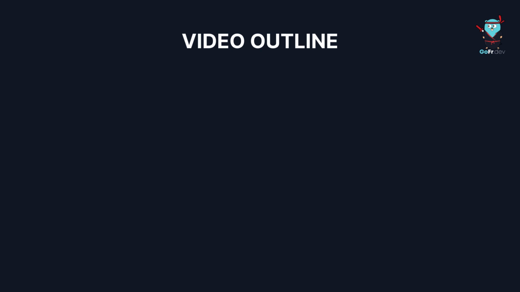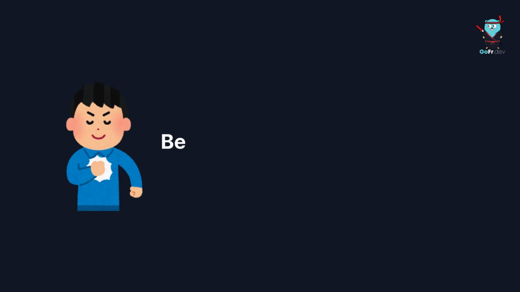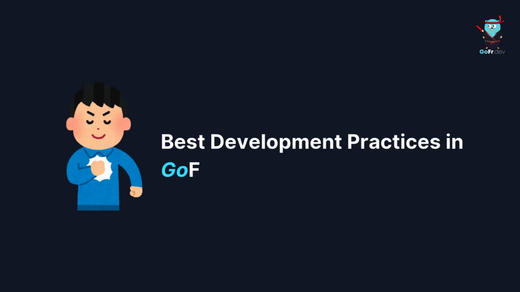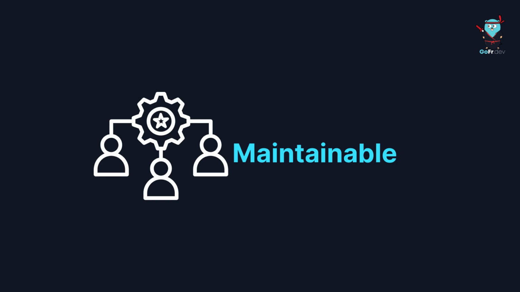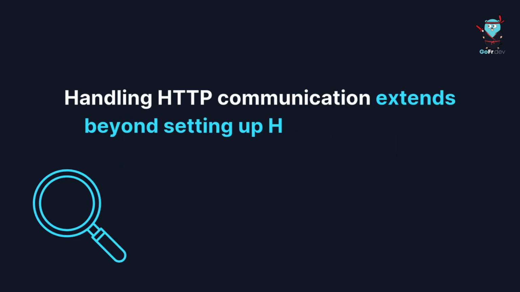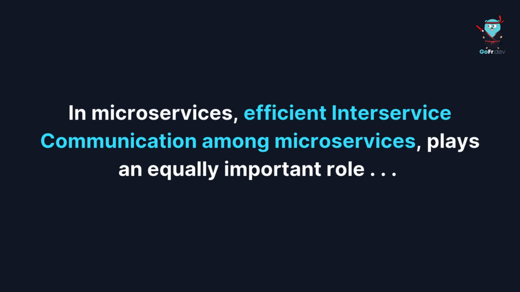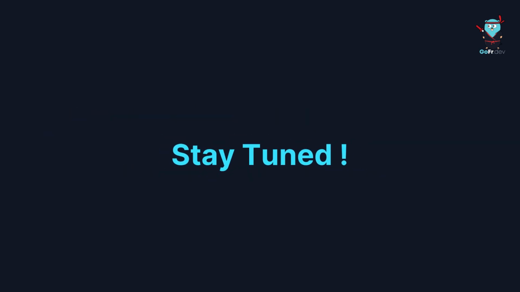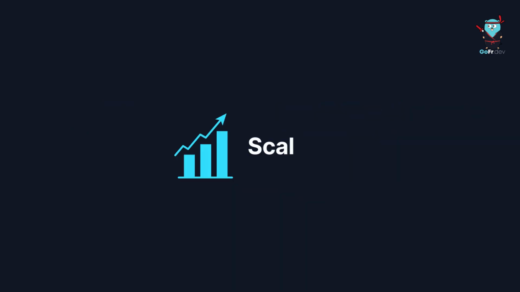And with this, we come to the end of this video. In this video, we have explored request and response handling in Gophr along with middlewares as well as error handling for HTTP communication. As you might have observed, Gophr reduces boilerplate code while following best development practices, making API development more efficient and maintainable. But handling HTTP communication isn't just about writing HTTP servers. It is also very crucial to manage inter-service communications across different HTTP servers.